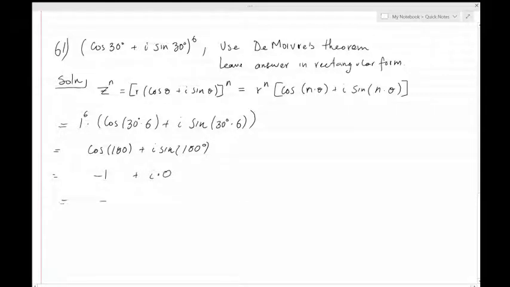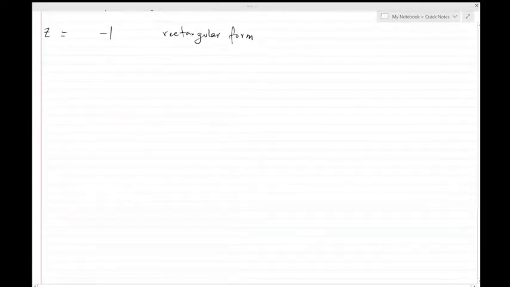Overall, then, this is -1. So this complex number, we'll call it z, in rectangular form, and it's our final solution, is equal to -1. Here is its polar form. Okay, so that step between polar form and rectangular form is a conversion between one and the other.